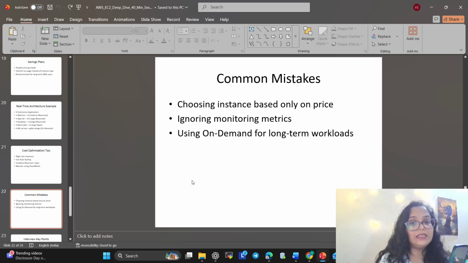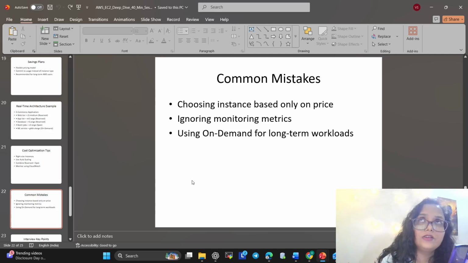Another mistake is ignoring monitoring metrics. Many people do not use monitoring metrics like CloudWatch. You should not make these mistakes. You have to properly monitor your instances to avoid any dangerous situations, and we should have proper knowledge of how our instance is running. Also, we should not use on-demand for long-term workloads.